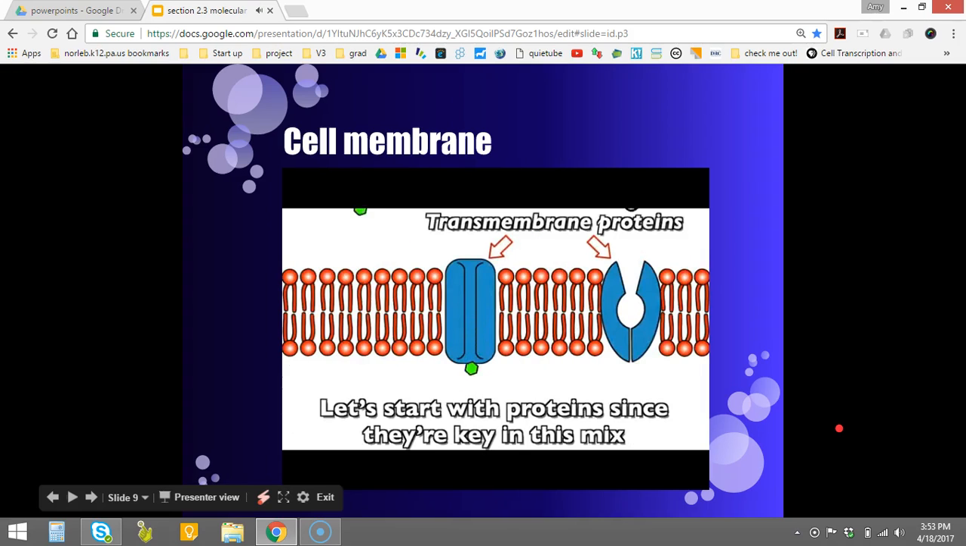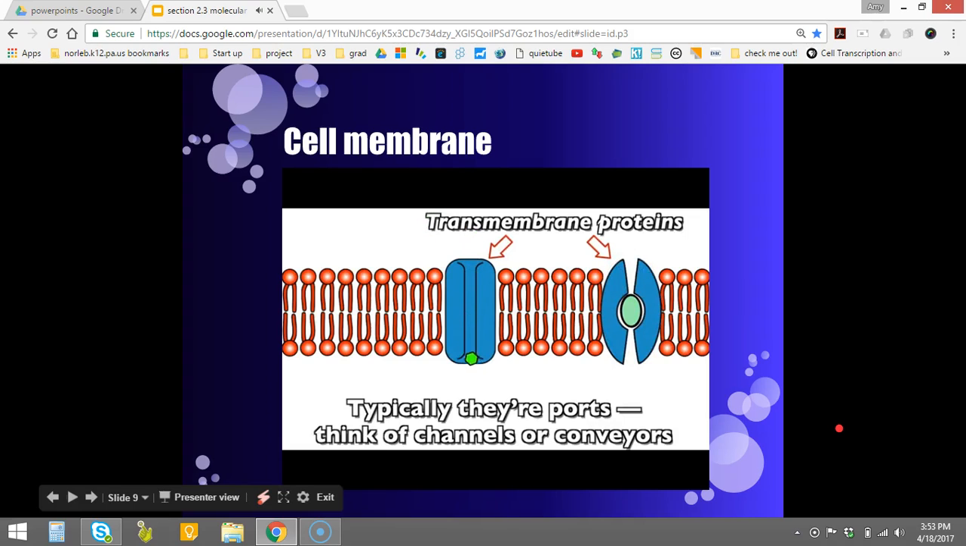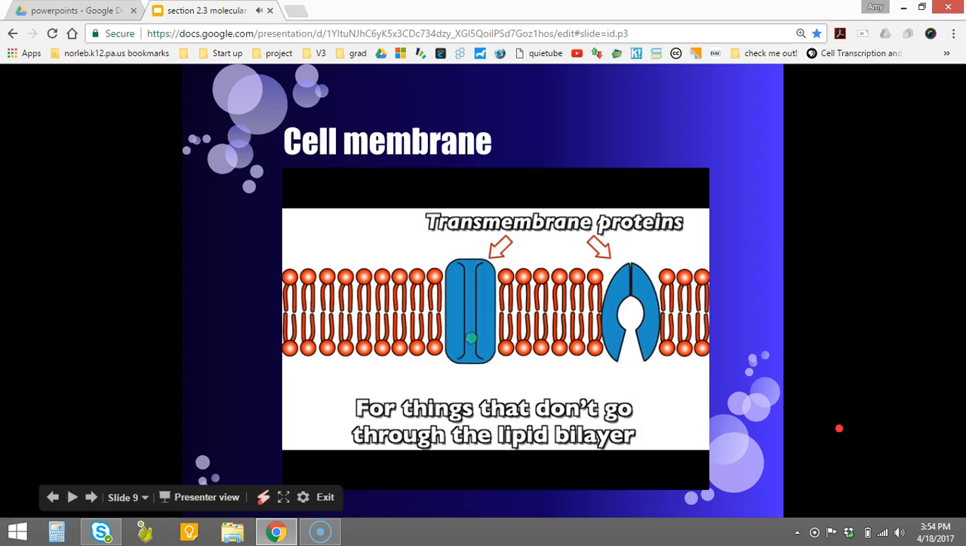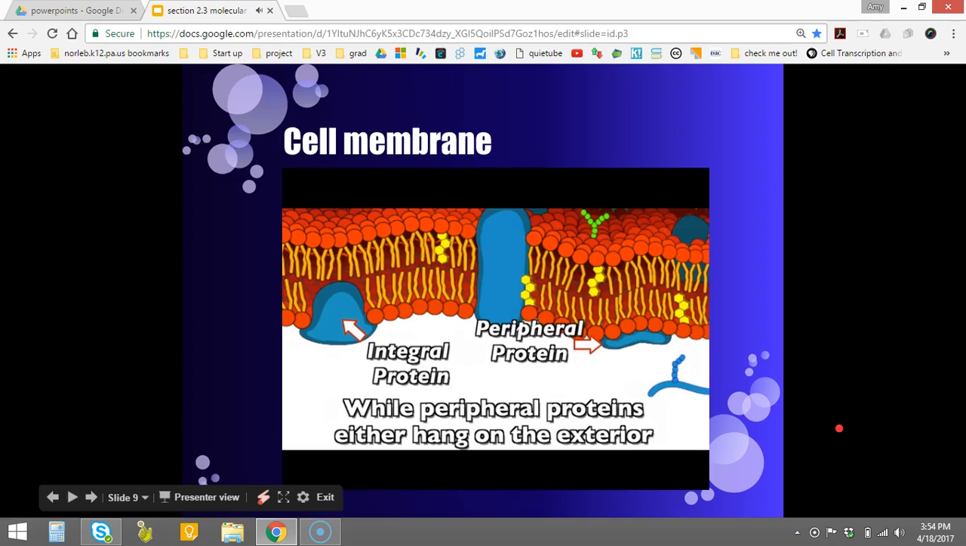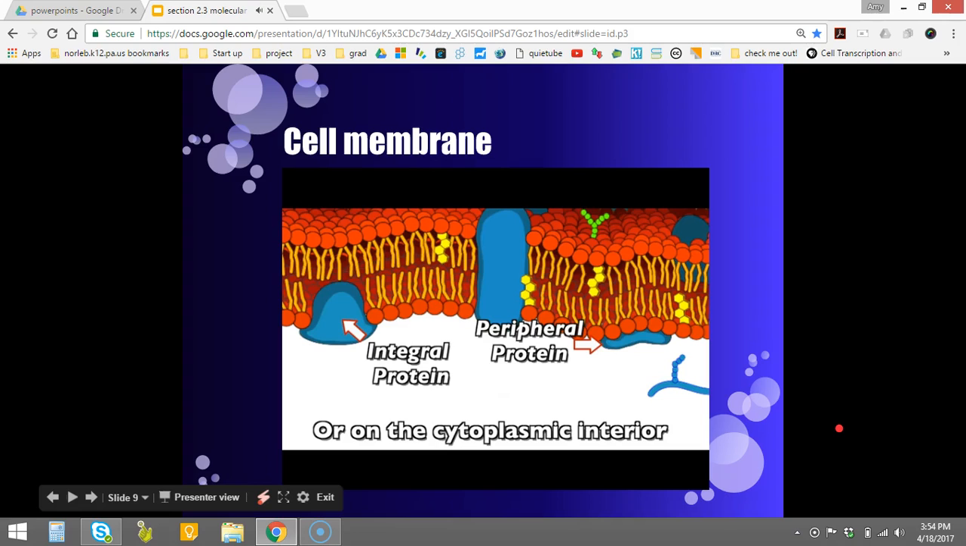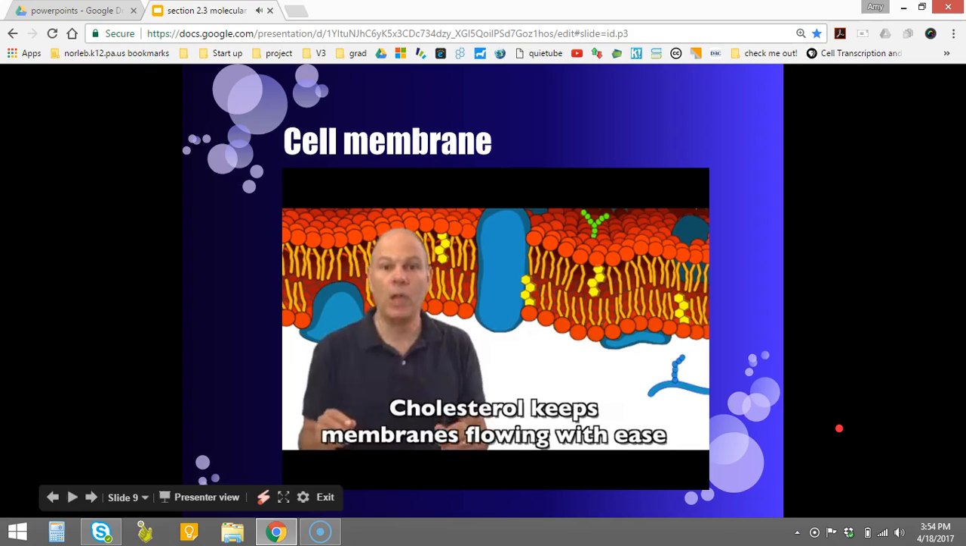Let's start with the proteins since they're key in this mix. Transmembrane proteins span the entire width. Typically their ports think of channels of conveyance for things that don't go through the lipid bilayer. Any protein embedded in the hydrophobic middle built right into the inside is considered integral, while peripheral proteins either hang on the exterior or on the cytoplasmic interior.